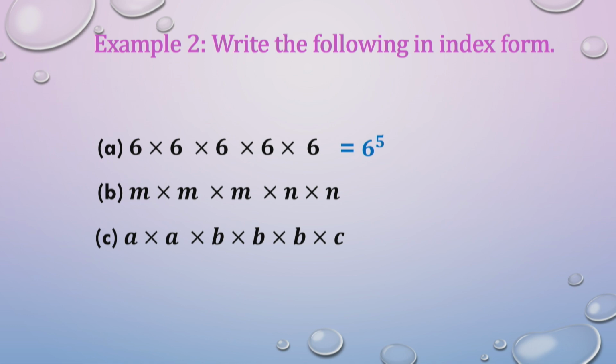For part A, the answer will simply be 6 to the power of 5. As I mentioned, we have multiplied by 6 5 times. Now for part B. M is being multiplied by itself 3 times, so we will have M to the power of 3. And N is being multiplied by itself twice, so we will have N to the power of 2. So the answer will be M cubed N squared. Now for part C, can you try it on your own?